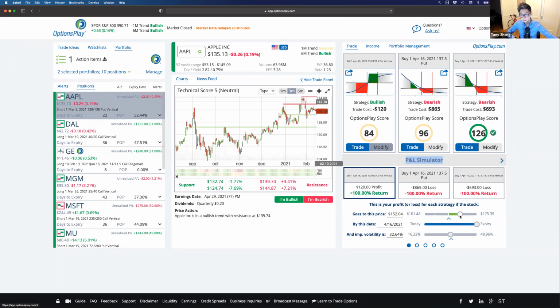And you can adjust it by simply moving it over to I'm bullish to see the bullish profit potential.